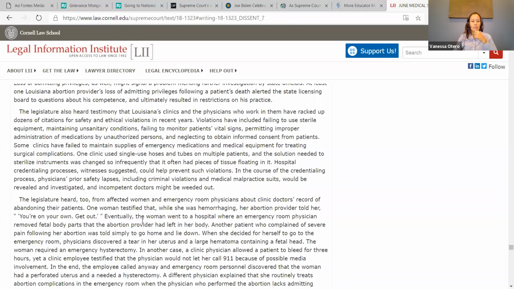One woman testified while she was hemorrhaging, her abortion provider told her, "You're on your own, get out." Okay, so the Supreme Court justices are referring to the lower court testimony, legislative history, legislative record. So those are primary sources. I mean, you could trace it all the way back to this woman who testified. Was that true? That would require quite a bit of digging. But it seems that it's not untrue.